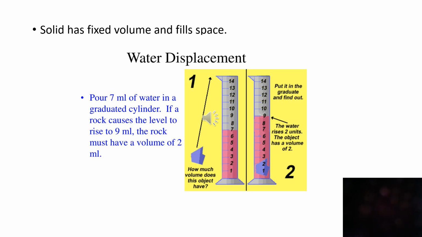So you can see in the first picture, the measuring cylinder shows the measurement of the water is 7 milliliter. After you put the stone into the measuring cylinder, the water rises 2 units. So 9 minus 7, you can conclude that the volume of the stone is 2 milliliter. That's how you count the volume of an irregular shape object.